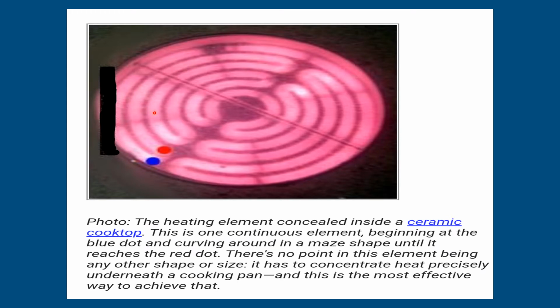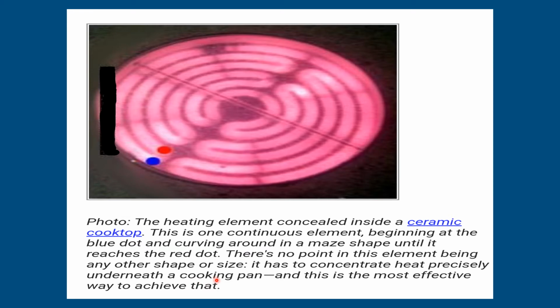So here in this slide you can see the coil, which is the heating element. Getting into its details, the heating element is concealed inside a ceramic cooktop. This is one continuous element beginning at the blue dot and curving around in a maze shape until it reaches the red dot. As I said, this is in a coil shape, and if you observe closely, it starts with the blue dot and continues like a maze and ends at the red dot.